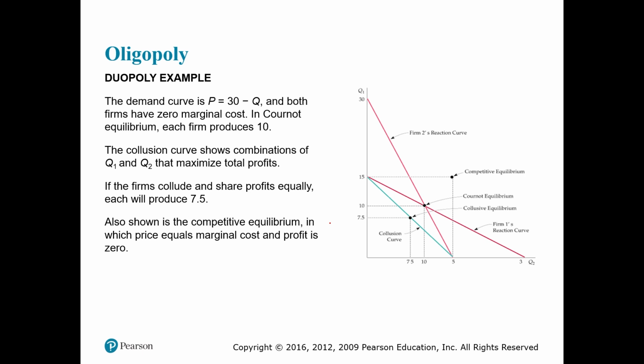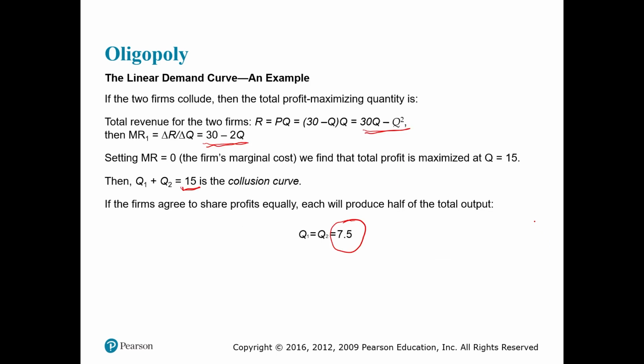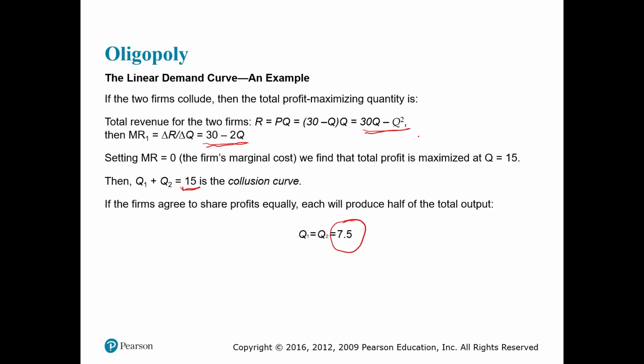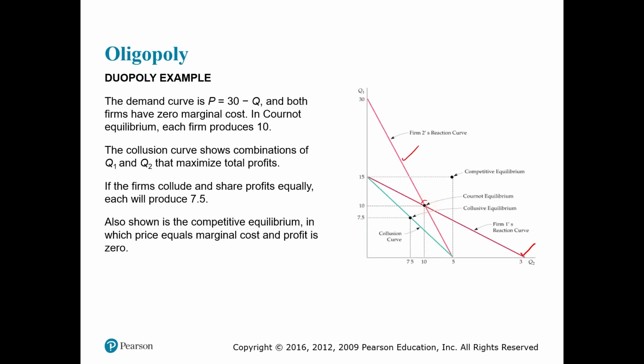Now when we draw these curves, this diagram is very effective to understand this whole idea. We get this curve from the reaction equation of firm 1, and this one is the reaction curve of firm 2. In this way we get this equilibrium, and this is what we call the Cournot equilibrium. The Cournot equilibrium says that each firm is going to produce 10. And if they collude, we just discussed that the collusion curve is this green line, and they're going to produce 7.5 and 7.5.